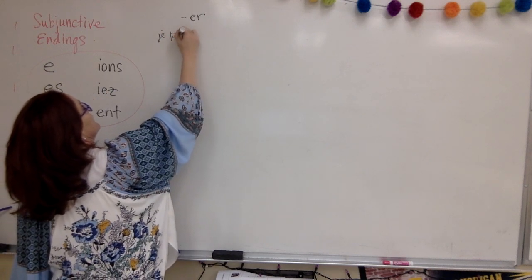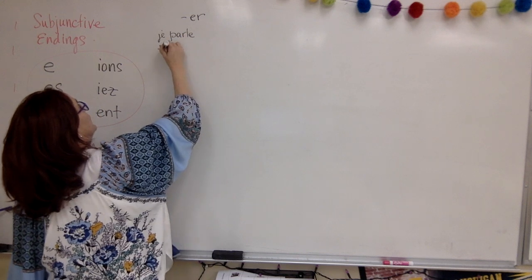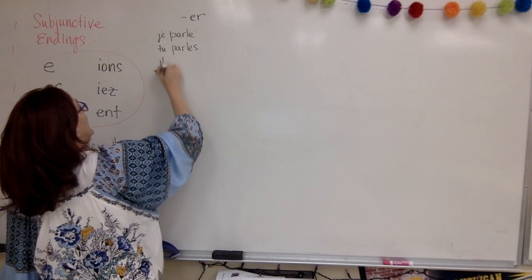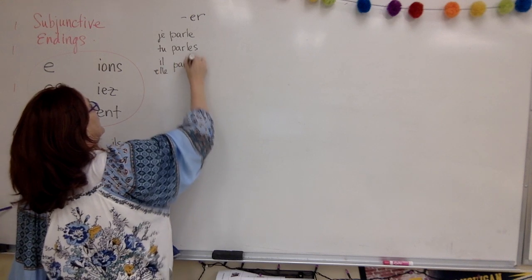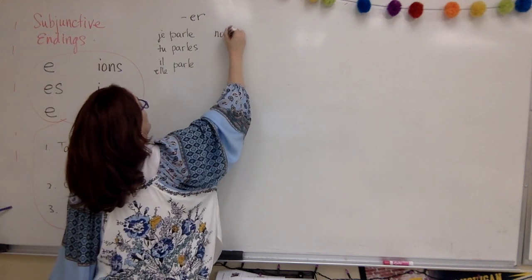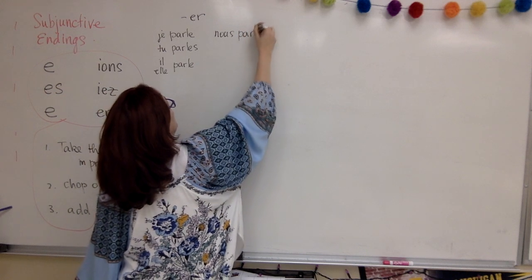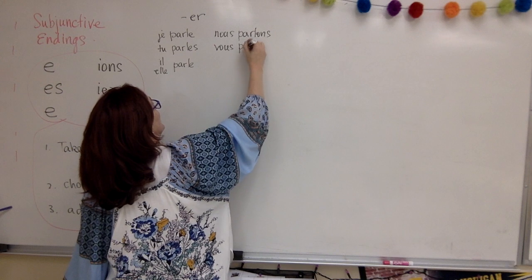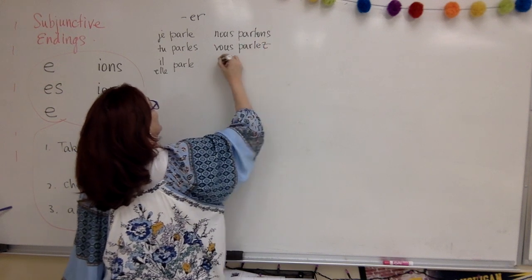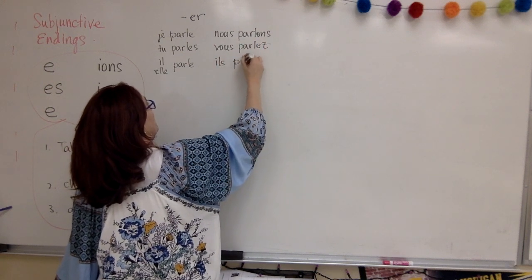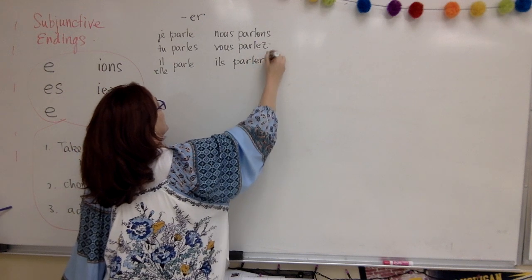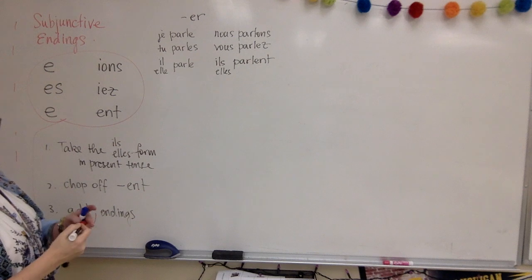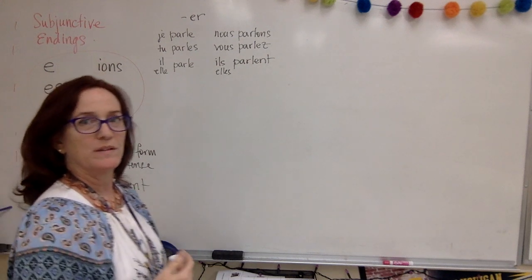the normal present tense. Je parle, tu parles, il or elle parle, nous parlons, vous parlez, ils parlent, or elles. All right? So what part are we going to use to form the subjunctive?